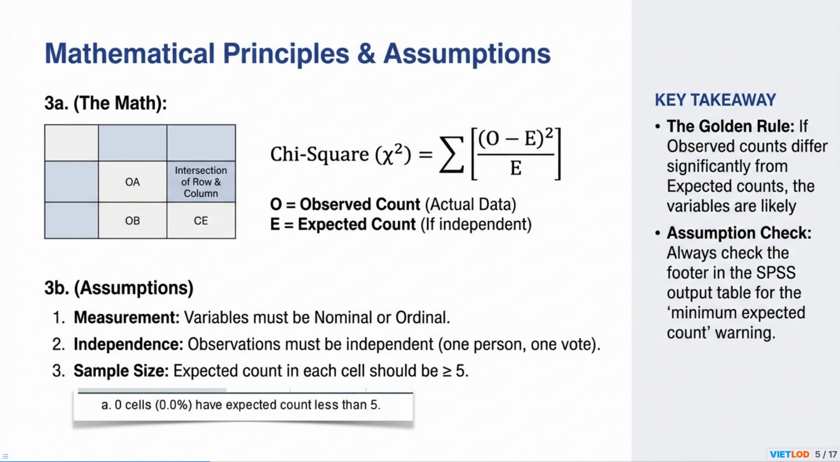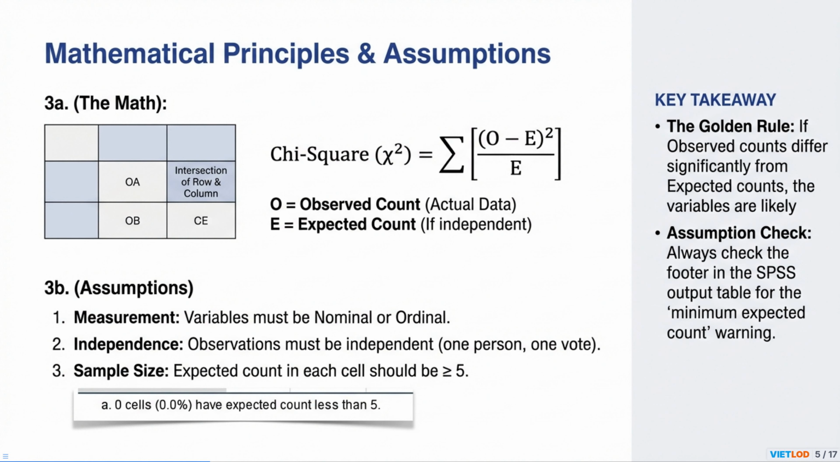The core of the cross-tabulation analysis is the chi-square test statistic, represented as chi-squared. It quantifies the difference between what we actually observed in our data, the O, and what we would expect to see if there were no relationship at all between the variables, the E. A large chi-square value suggests that our observed counts are very different from the expected counts, implying a relationship exists.